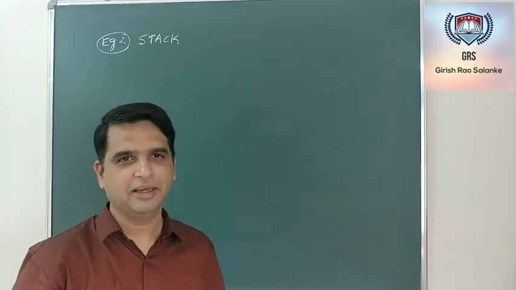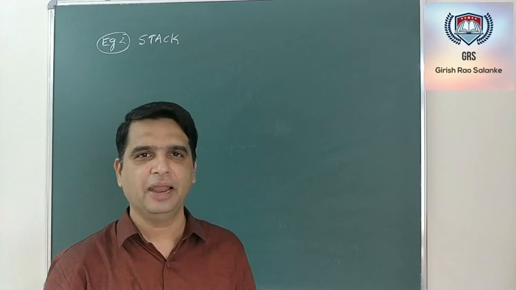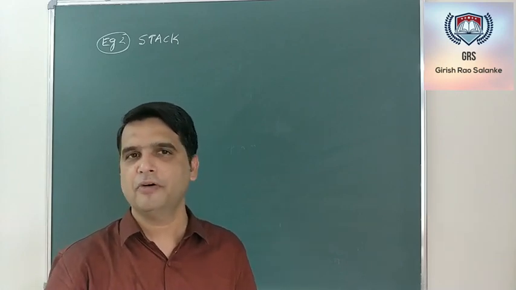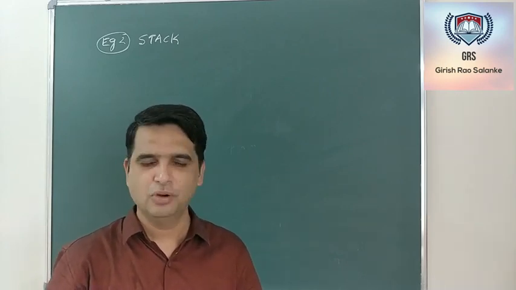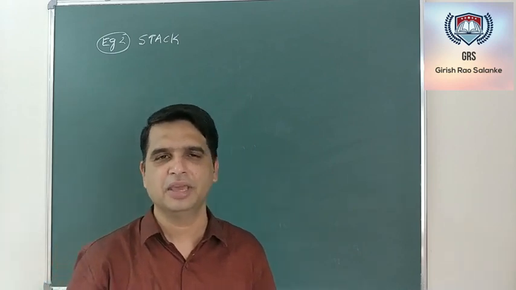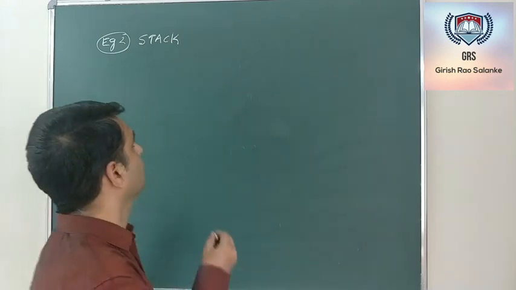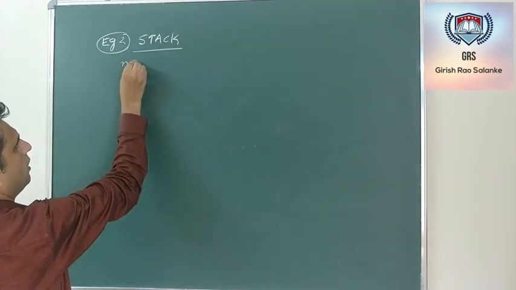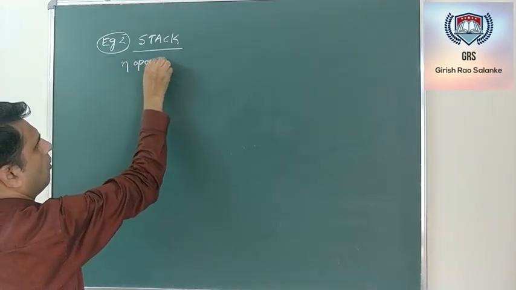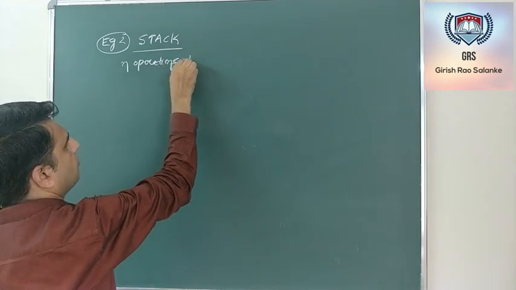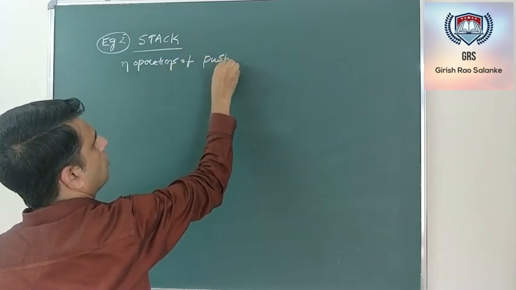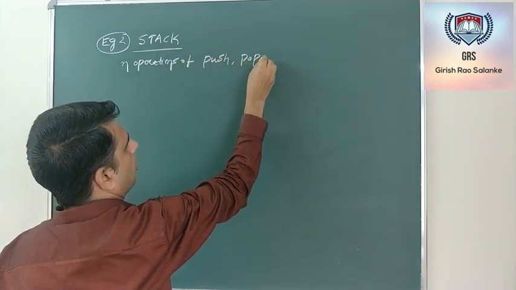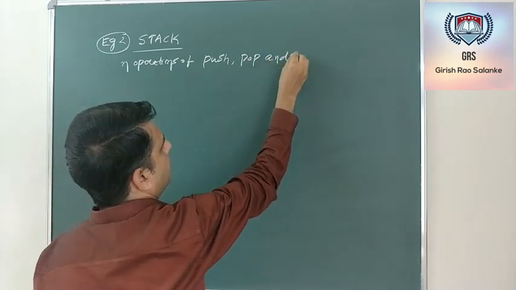Coming to the second example, let me take some basic operations performed on a stack. We know that the most basic operations that we perform in case of a stack are push and pop. So, I'll assume that there is a stack. On a stack, I need to perform some n operations of push, pop, and let me add one more operation by the name multi-pop.